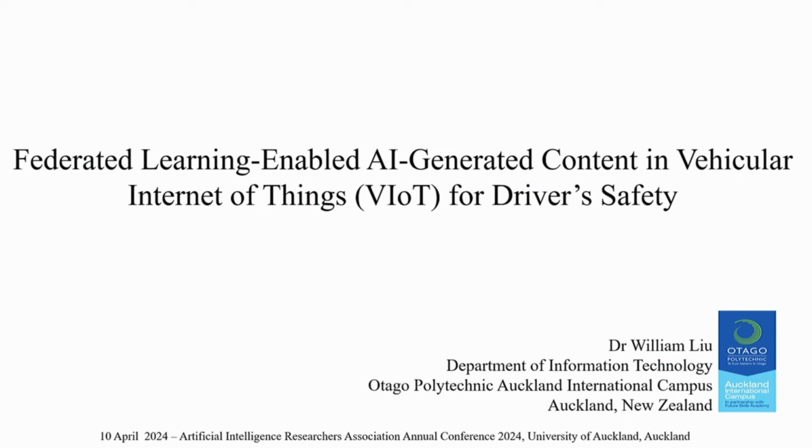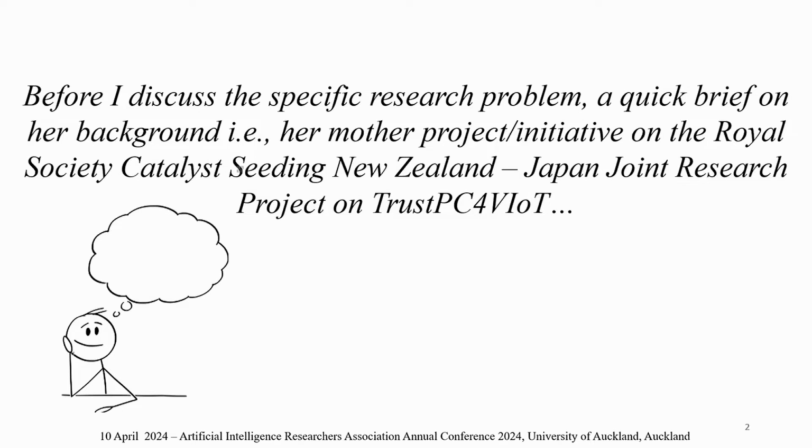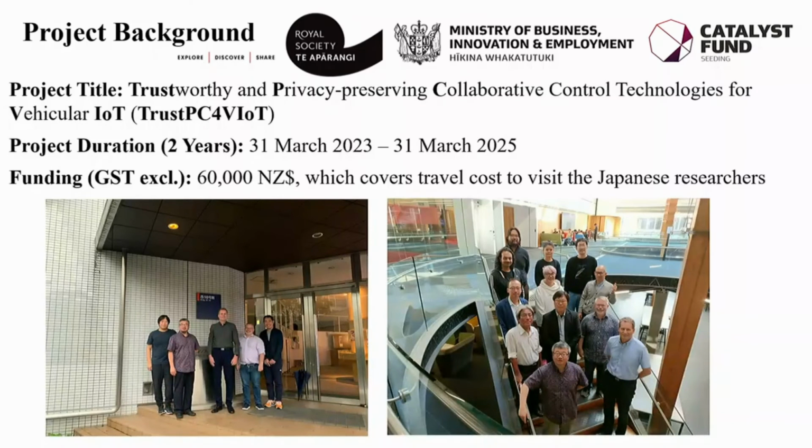So if from the title you can see, it's more like applying AI to solve some challenging problems. But before I talk about the specific topics, I'd like to talk a little bit about the reason we like to work on this specific direction. Basically, we have a mother project, a Catalyst Seeding New Zealand and Japan one, and this is the reason we started working on this.